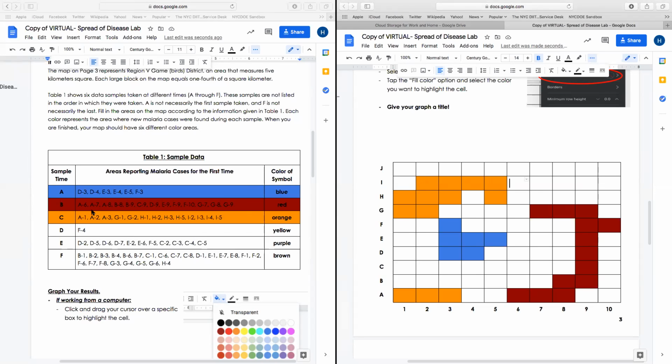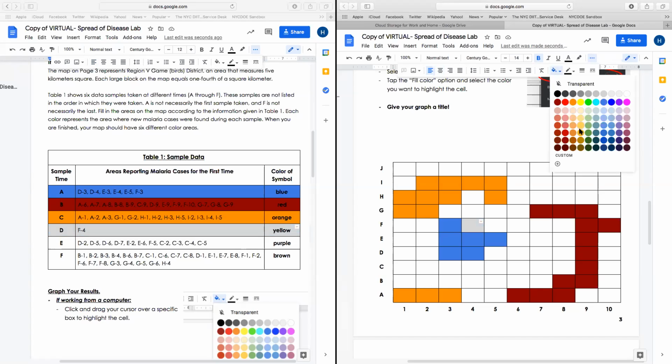Well, we've got one more color to add. This one's going to be pretty easy. For our yellow time sample D, we're just coloring in F4. So highlight F4 and color it in yellow.